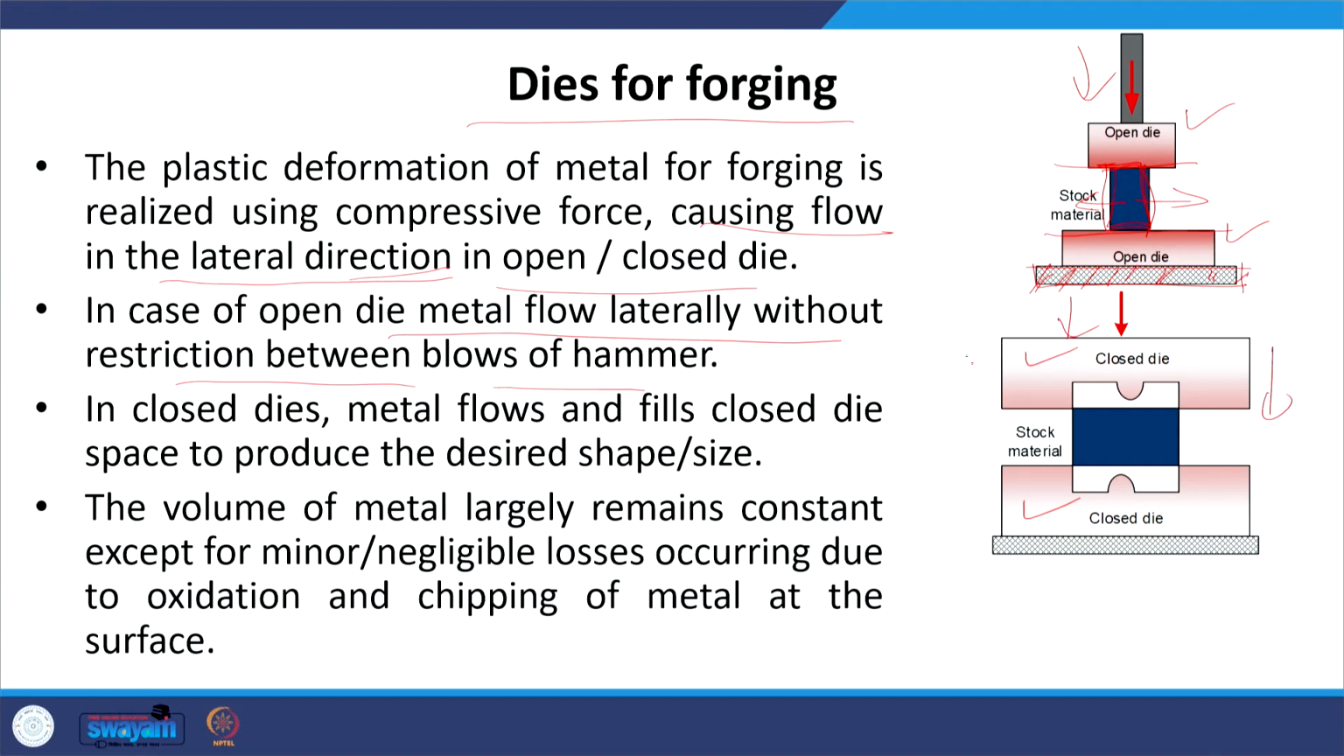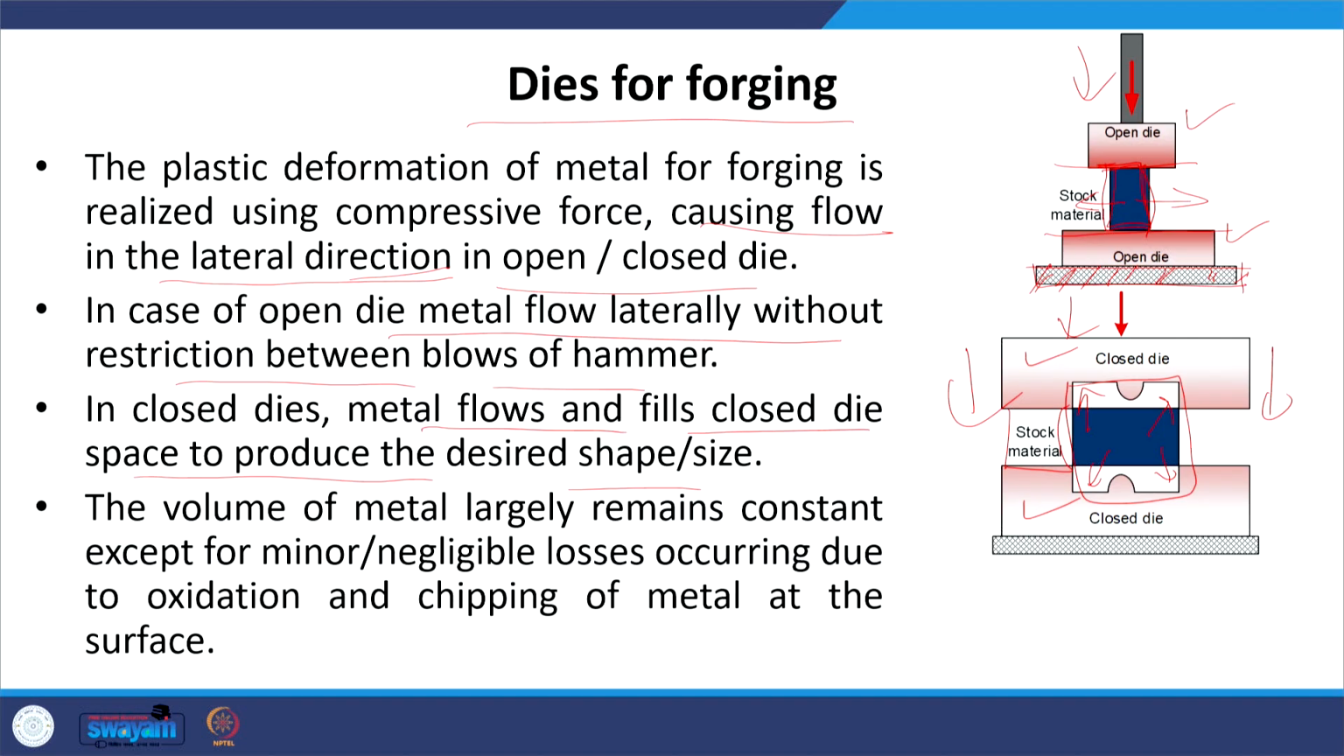Initially the die will be closing, and the material will not be deforming much in the beginning. Once the die is closed, then material will be flowing in different directions to fill the cavity which is created by the dies in closed condition. So, in closed die, metal flows and fills the closed die space to produce the size and shape. Once it is closed like this, it creates a closed space, and application of the compressive load causes the flow of the metal in different directions.